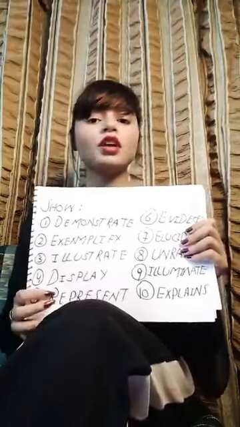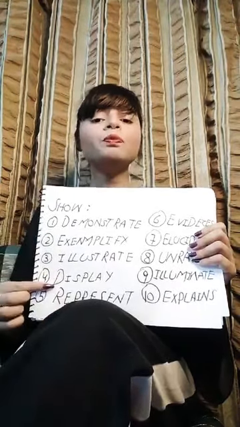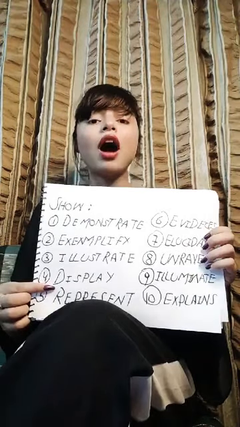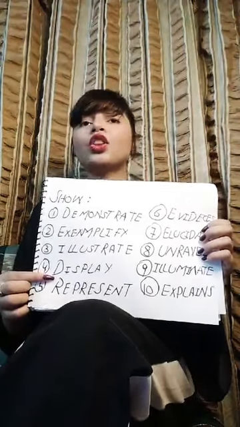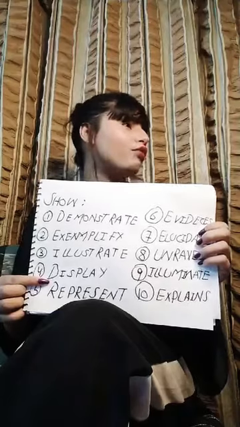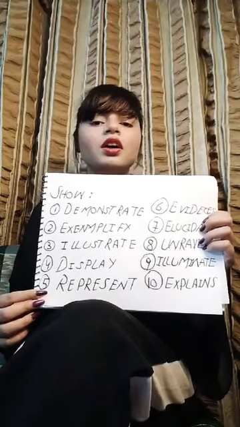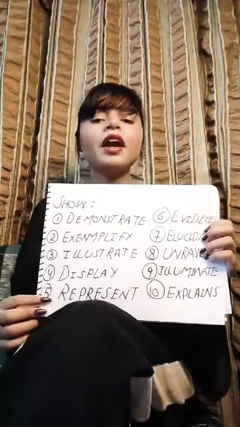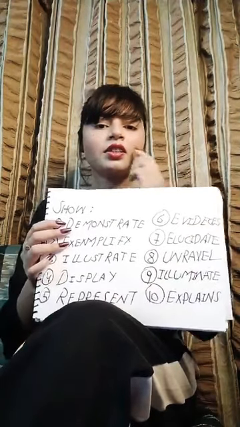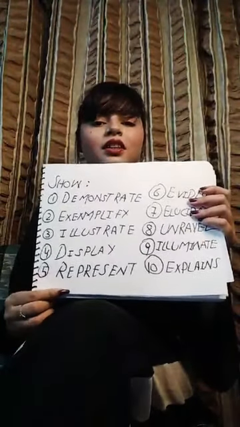And the next word, I really can't see it though. Okay, so the next word is display. You can always use it instead of the word show. The graph displays, or the letter displays the features of a new mobile phone, anything like that. Then the next one, okay, I can't see it, it's represent. This is represent, the last one.